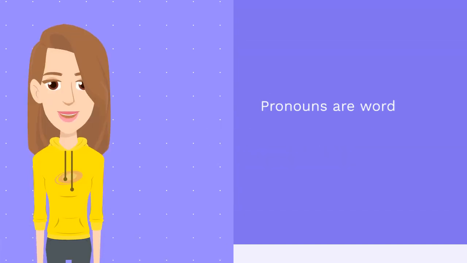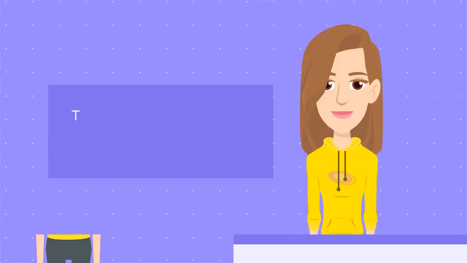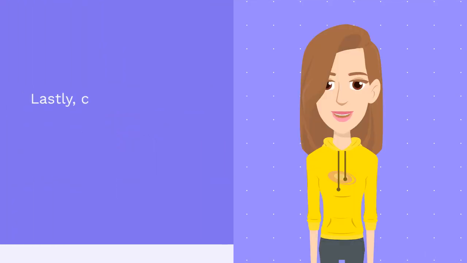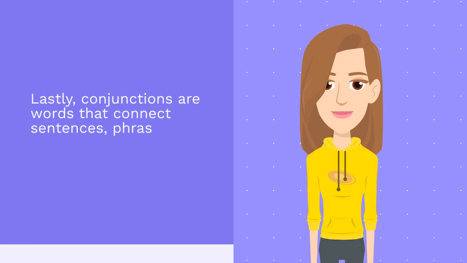Pronouns are words that replace nouns in a sentence. They make the sentence less repetitive and more concise. Lastly, conjunctions are words that connect sentences, phrases, or words together.